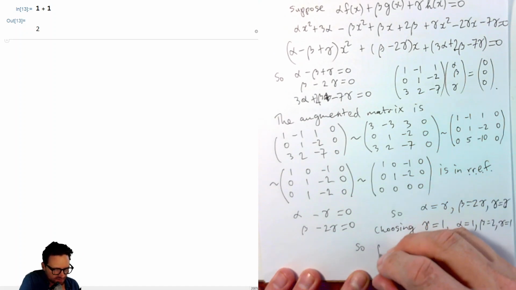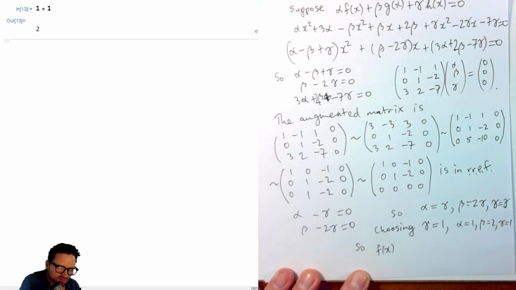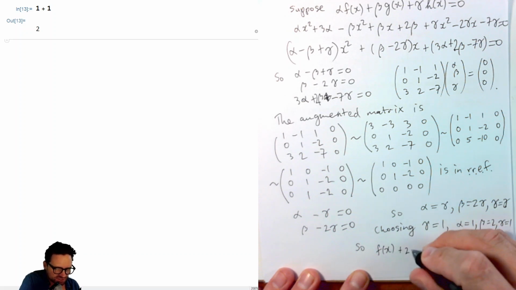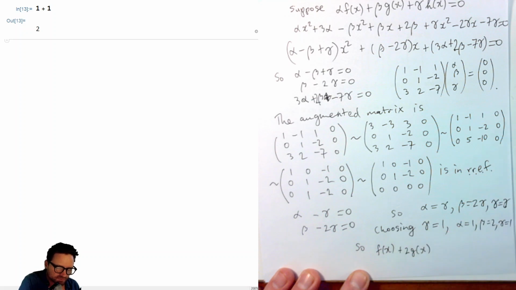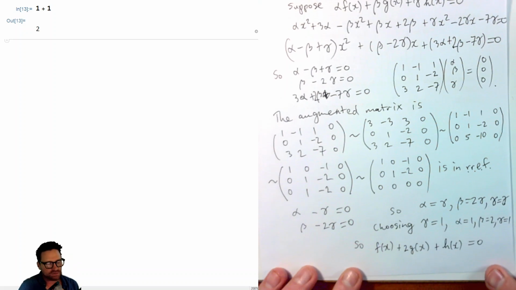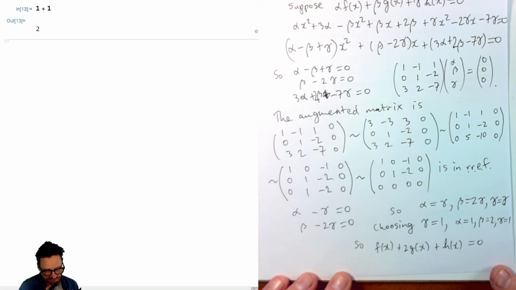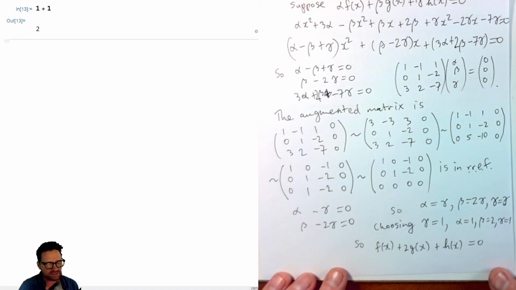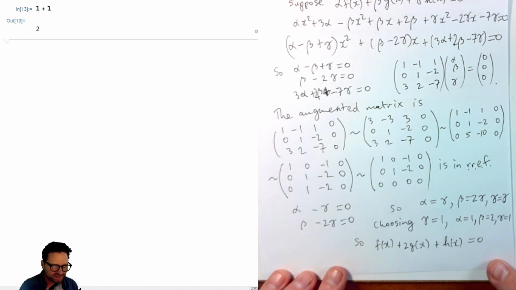So we have f of x plus 2g of x plus h of x equals 0. And so no, these vectors, these polynomials, are not linearly independent, they are linearly dependent.